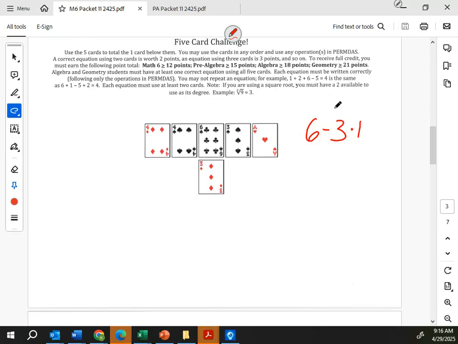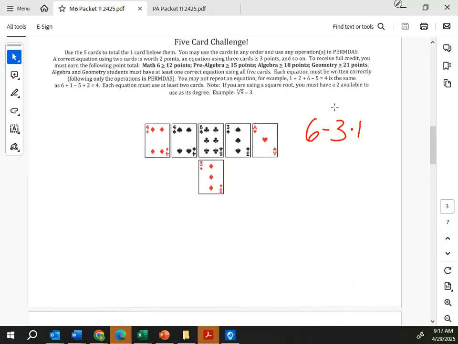I have some people actually challenging themselves to see how many points they can get for this 5-card challenge. I've had people ask me, what is the highest number I've gotten? In 6th grade, on a 5-card challenge, I don't know exactly which one, but the highest amount was 150 points. All together, 6th, 7th, and 8th grade, the highest amount was over 1,000 points.